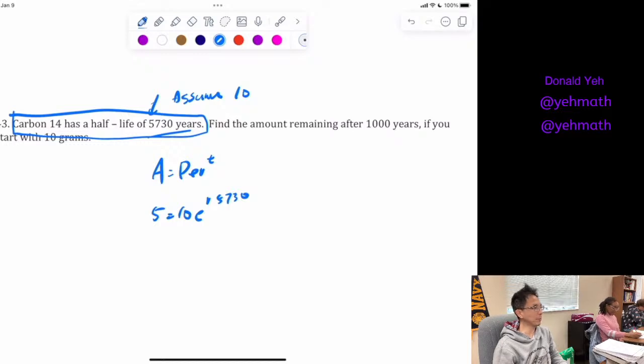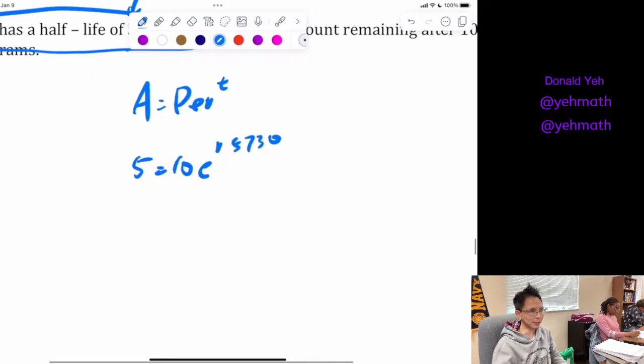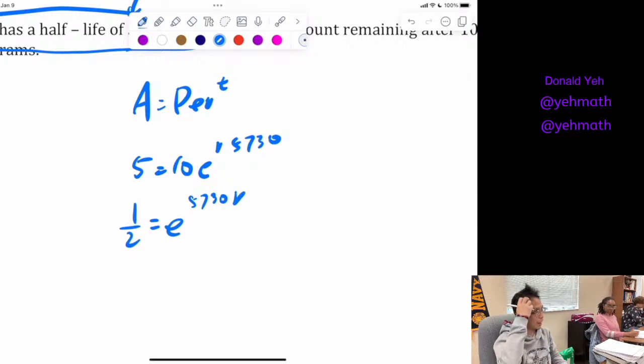It doesn't really matter what number you start with. You can start with 100 gram, end up with 50 gram. You can start with 6 gram, end up with 3 gram. The calculation is exactly the same because you divide by 10 on both sides. This is always going to be 1/2. e to the 5,730 r, because we don't know how fast the rate is. It's actually supposed to be k, but it doesn't really matter.